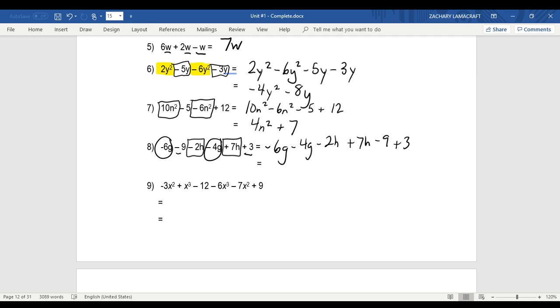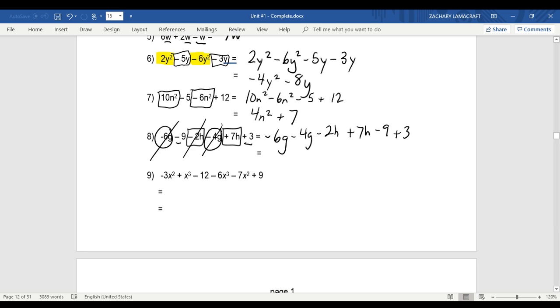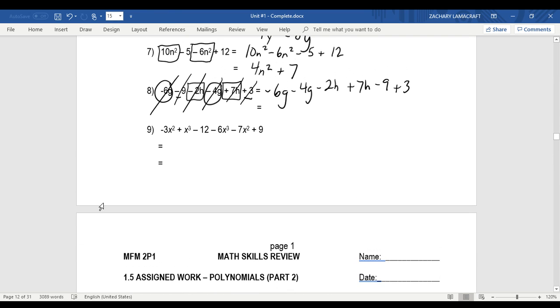Something to consider when doing this, when you've got a really long question like that, is when you rewrite it, crossing these ones out. So if I had negative 6g, I'd cross that out. Negative 4g, I'd cross that out. Negative 2h, I'd cross that out. Plus 7h, I'd cross that out. Negative 9, cross it out. Positive 3, cross it out. That way I know that I've rewritten everything, and I'm not in a situation where I'm kind of like, oh, goodness, I think I forgot it all, okay? All right, last one here.